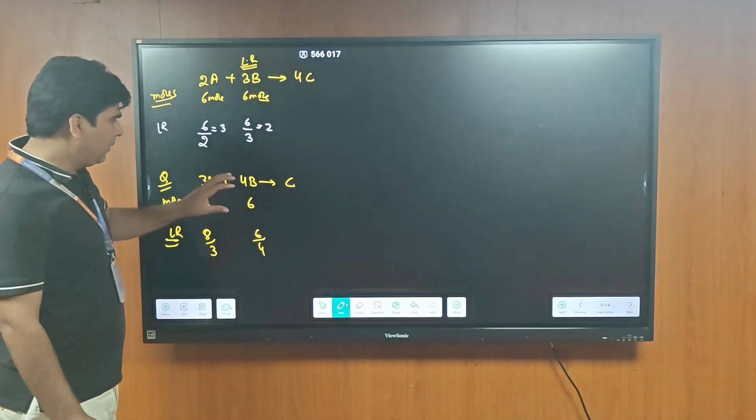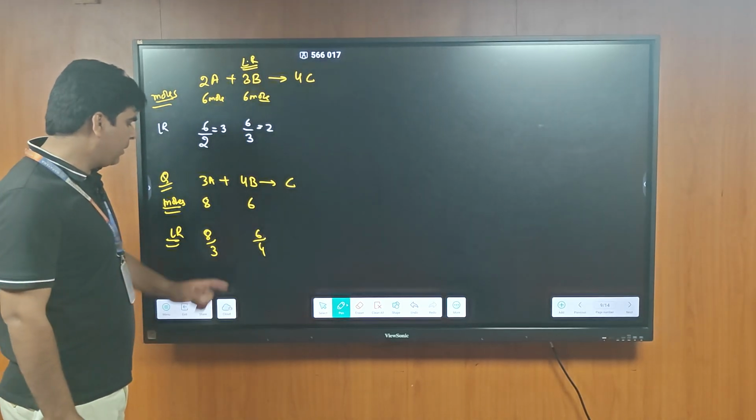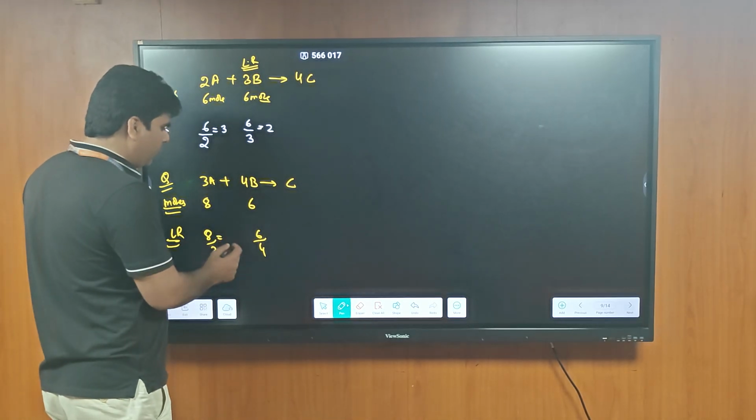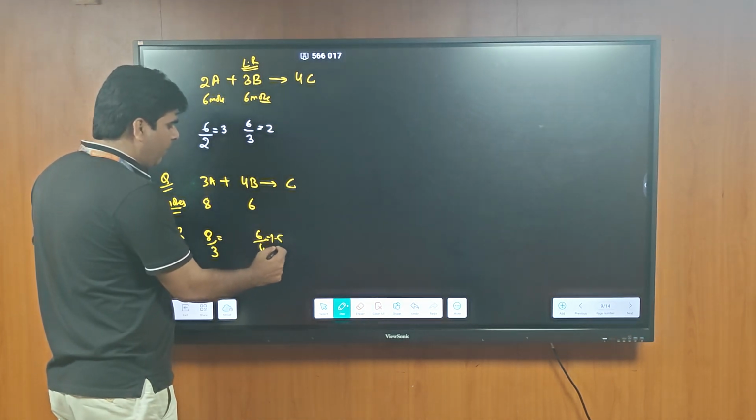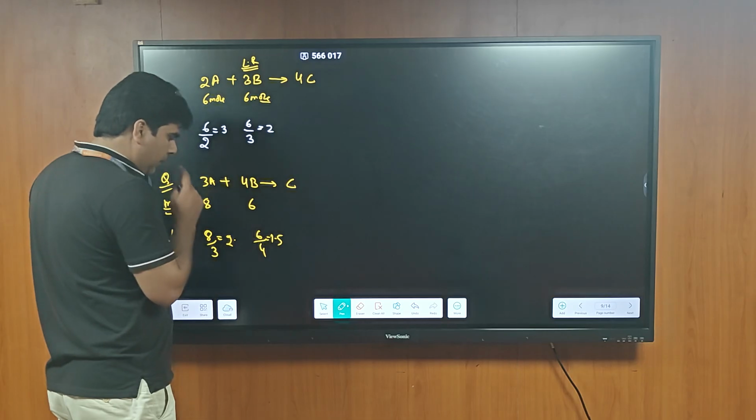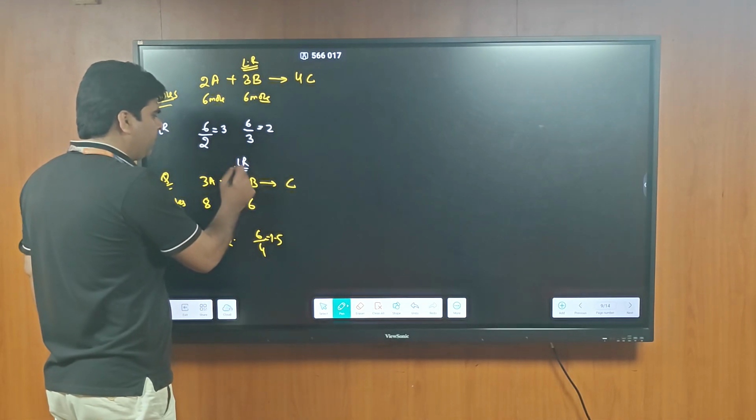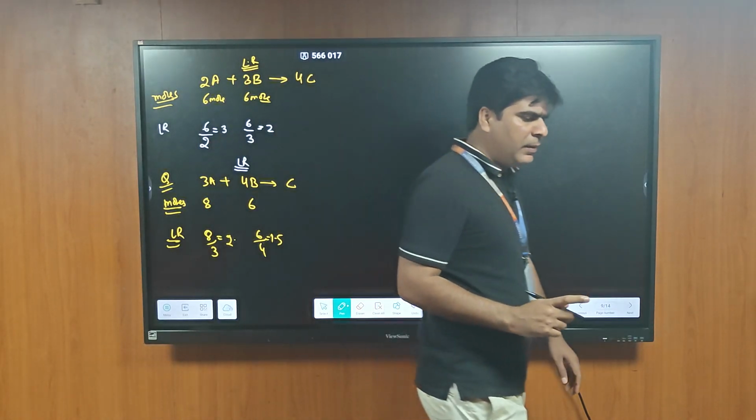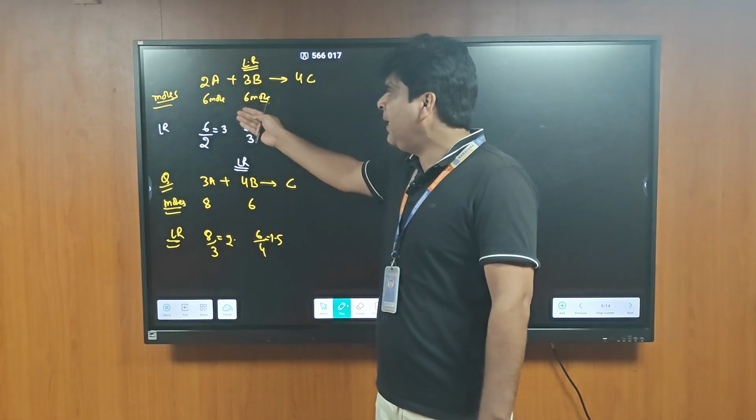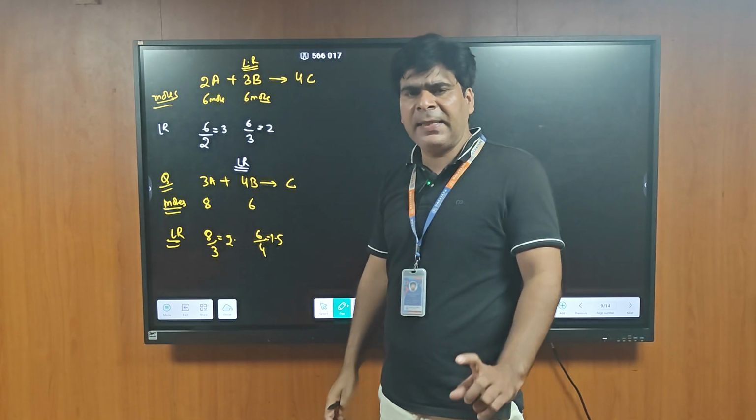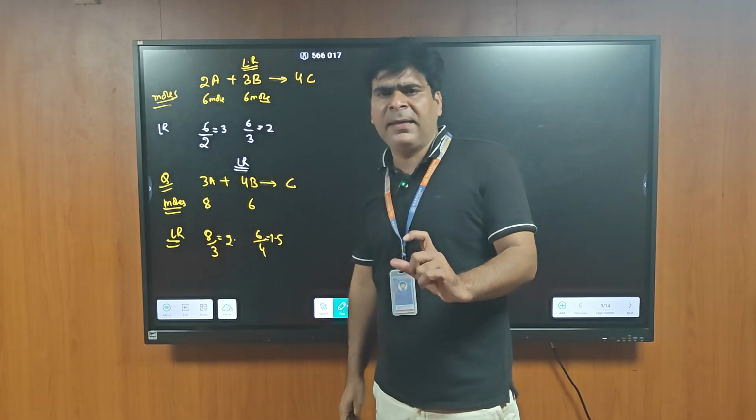The reagent which is less in number will be considered as LR. 8 by 3 will be 2 point something, and this will be 1.5. No doubt this is lesser in number, hence in this equation it is LR. So while dealing with questions of LR, we'll have to first find moles and then divide by the stoichiometric coefficient, and whichever is less in amount will be considered the limiting reagent.